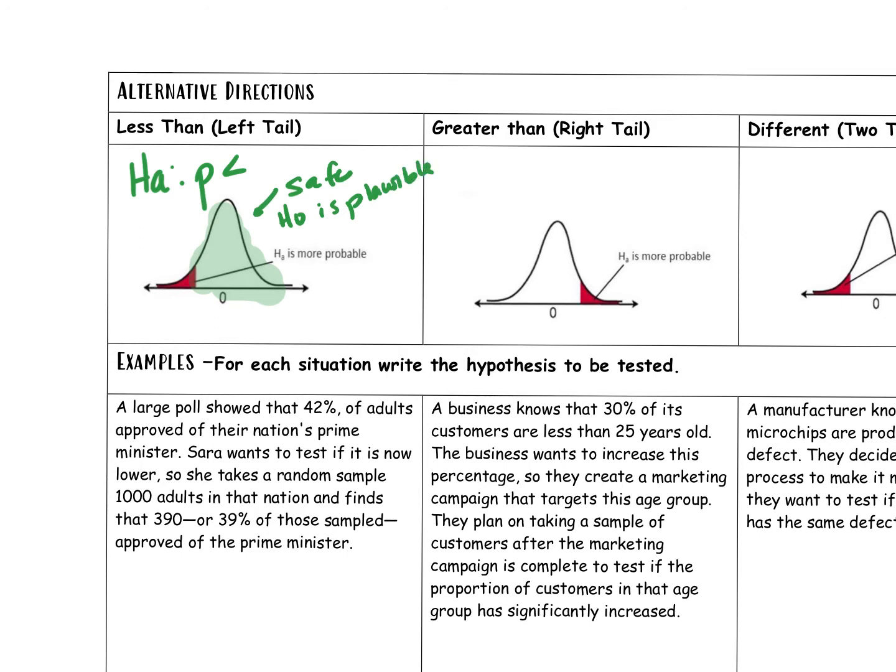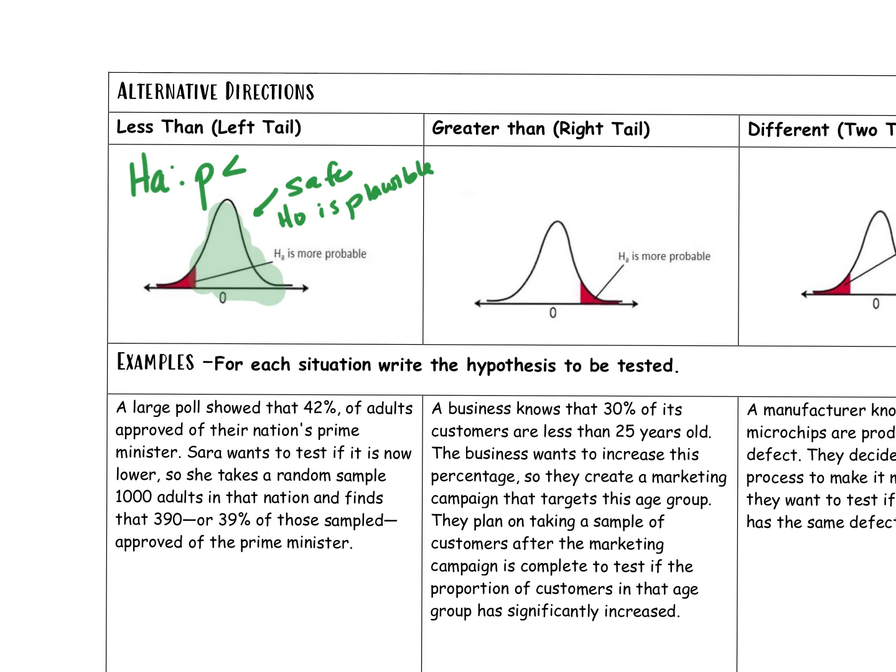Notice I use the word plausible there, and I'm not using the word true. H0 is plausible means it's believable. If it falls in the green, it's plausible. If it falls in the red, then HA is more plausible. I'm not using the word true, I'm using the word plausible, believable, because technically we don't know the true parameter. We've been given a claim for it, and it could be true or it could be false, but we're going to base everything off the sample.